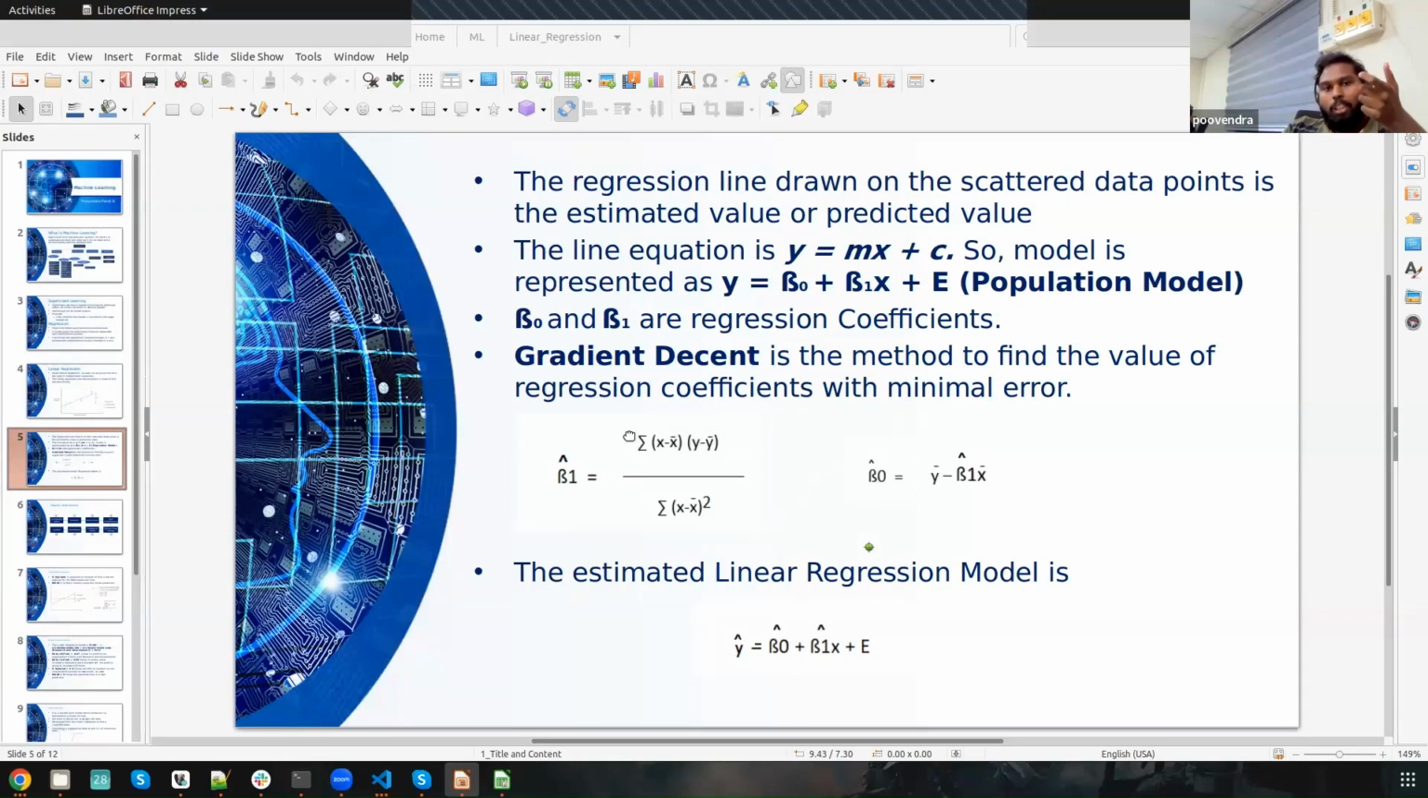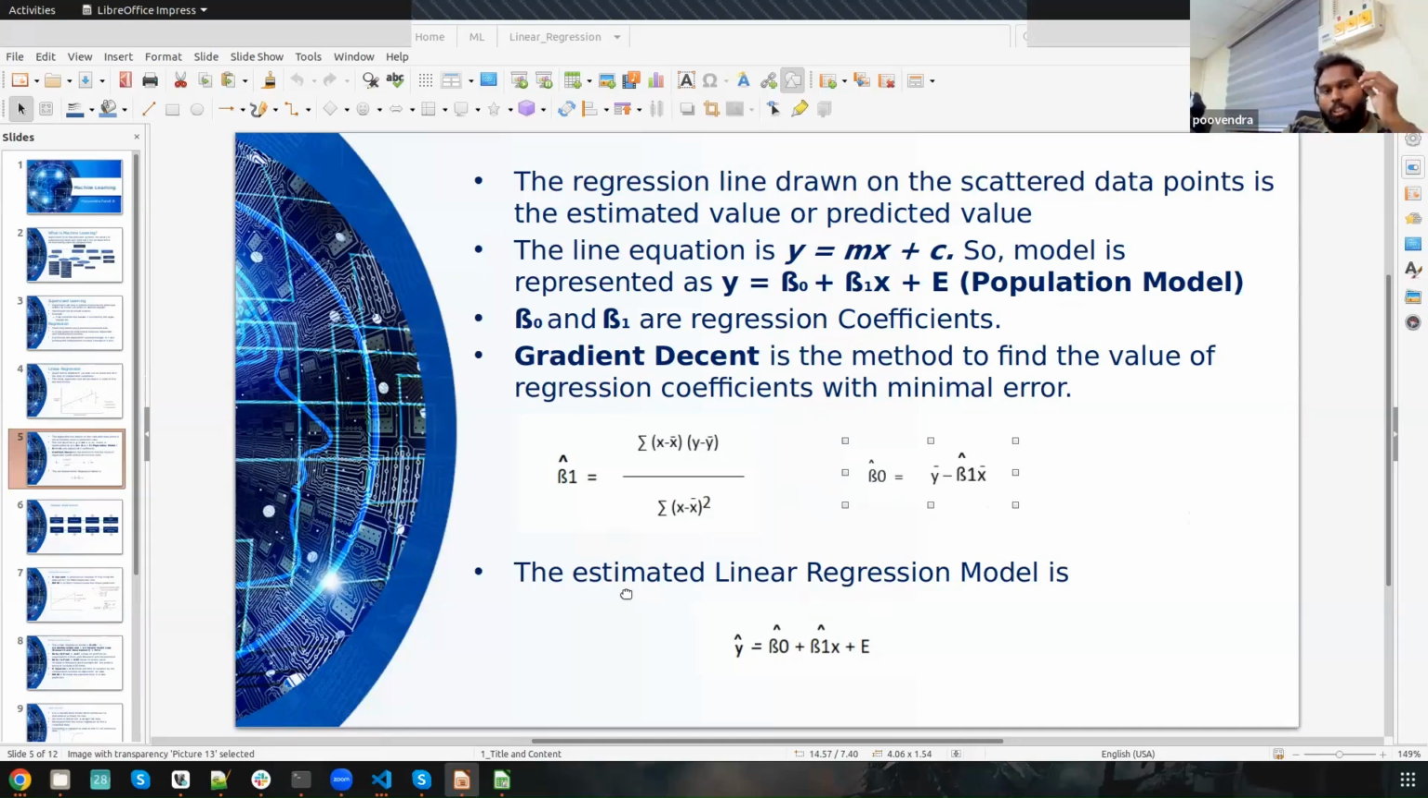To get the best fit line, we go for gradient descent. Gradient descent is the method that helps us minimize the error. If you look deeply, it does differentiation to minimize the error. If you want to minimize something, you go for differentiation, and they arrive at this equation giving the value of beta 1 and the value of beta naught. We know y equal to mx plus c, so if you want beta naught, which is c, it is y minus mx. The same applies to beta naught and beta 1.